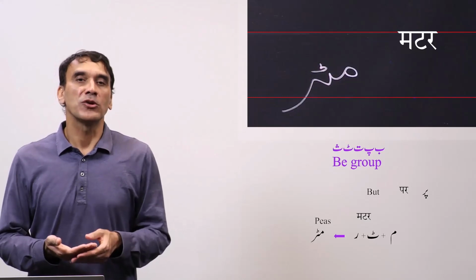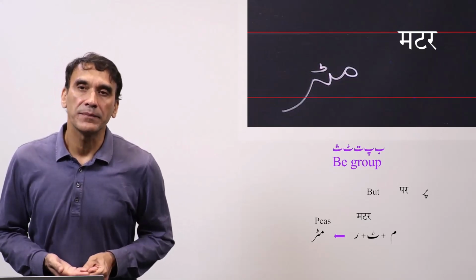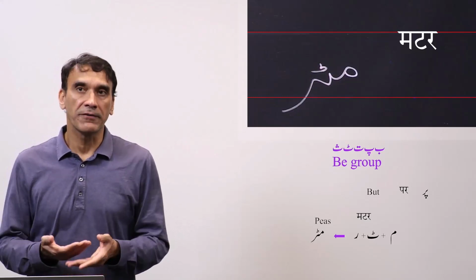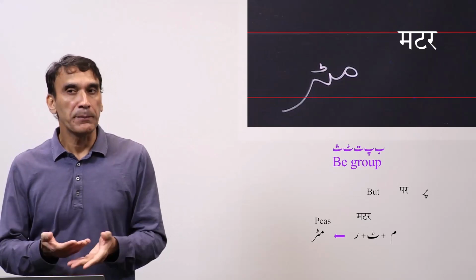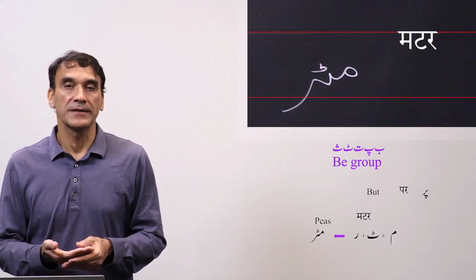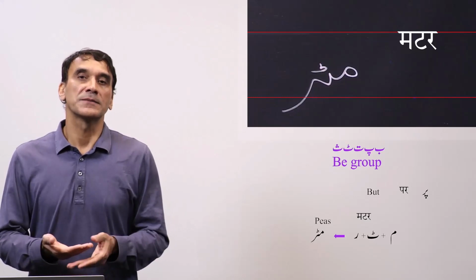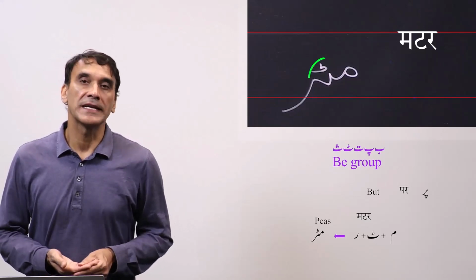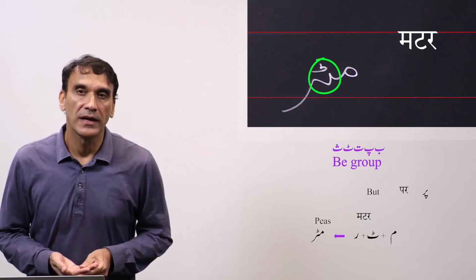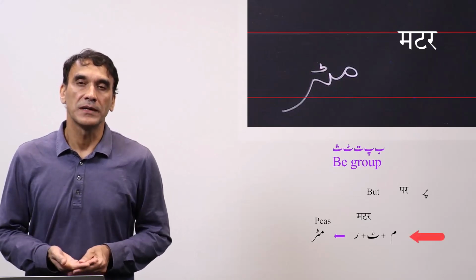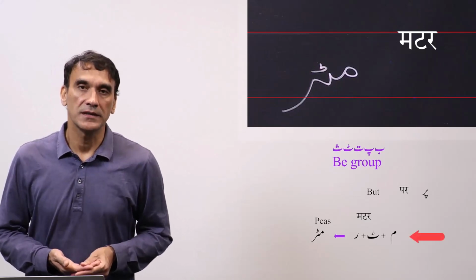For the time being, you can ignore the initial letter Mim, the Ma sound, and Re, the final letter, and only pay attention to the medial letter Te. So the first letter Mim will take the initial form, then Te will take the medial form, and Re will take the final letter form. So Ma, Ta, Ra, Matar.